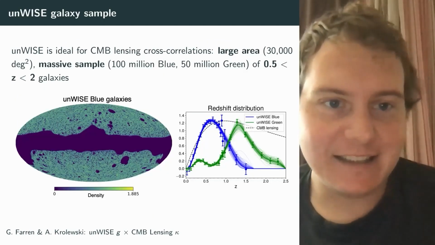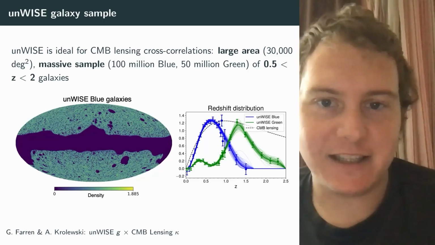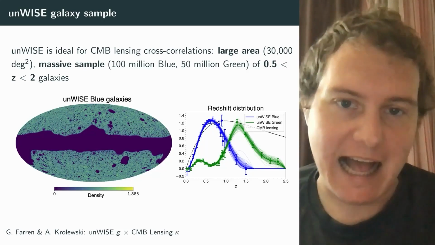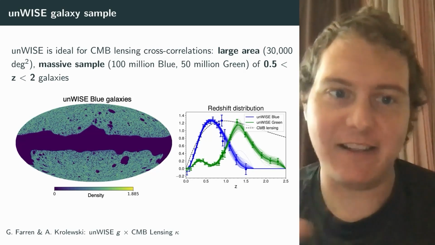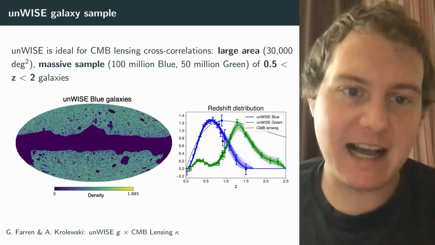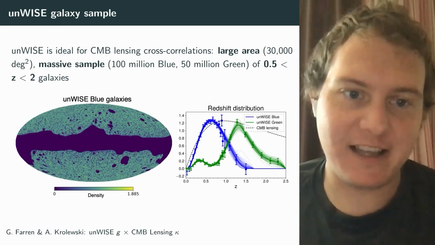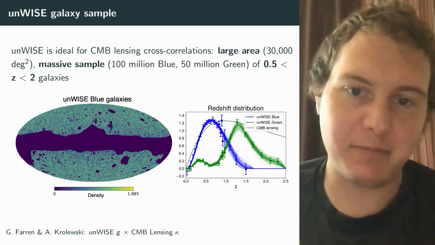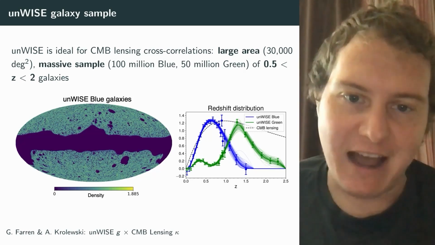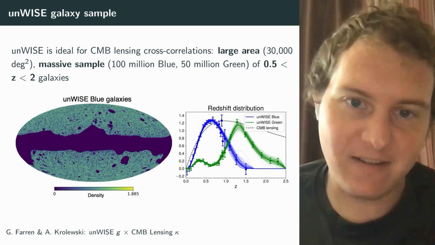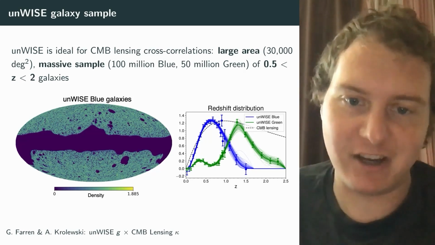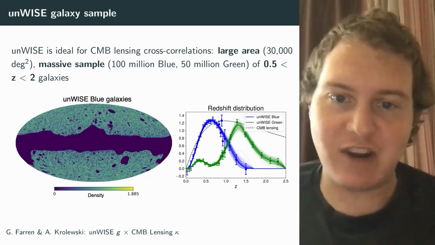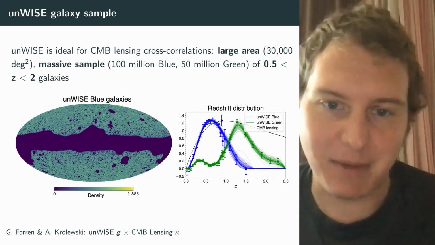So unWISE is an ideal sample for CMB lensing cross correlations. It's derived from full sky WISE infrared imaging. And so it therefore covers a very large area of 30,000 square degrees, so basically entirely covers the ACT footprint. And because galaxies tend to be brighter in the infrared than the optical, it's really ideal for pushing out to higher redshift and therefore having good overlap with the CMB lensing kernel. And so we have a very large number of galaxies between redshift of about 0.5 and 2, which is where large-scale structure most efficiently lenses the cosmic microwave background.